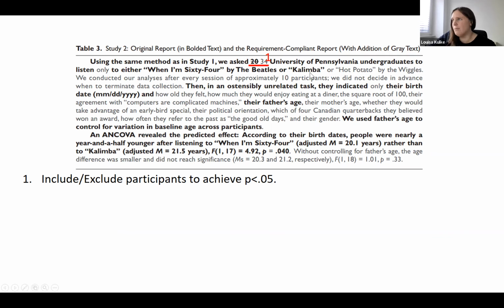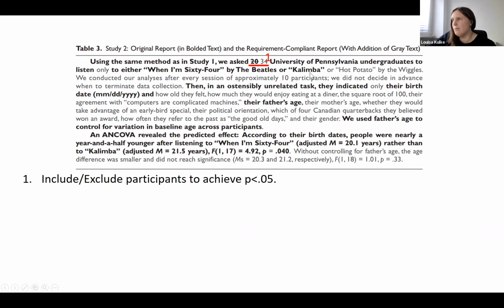Something else you can leave out is that we conducted our analysis after every session of approximately 10 participants. We did not decide in advance when to terminate data collection. So you can just test as many participants as you want until you reach a significant p-value, and stop testing as soon as you have a significant result, or keep testing if you don't have a significant result. That would also be a questionable research practice.